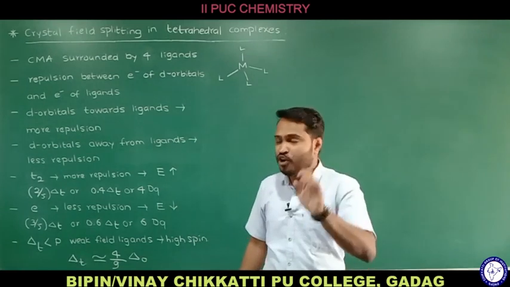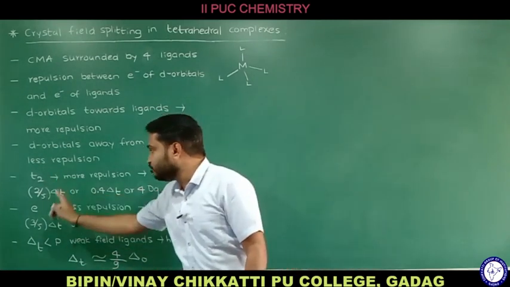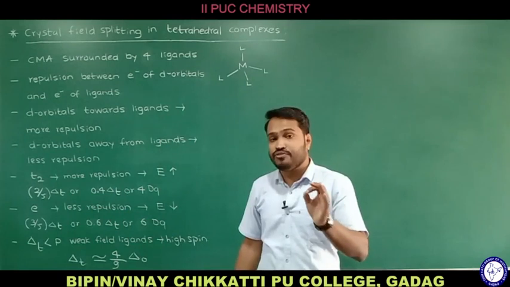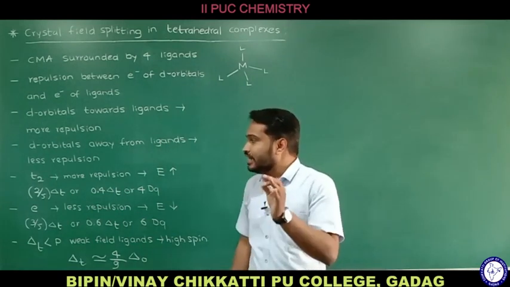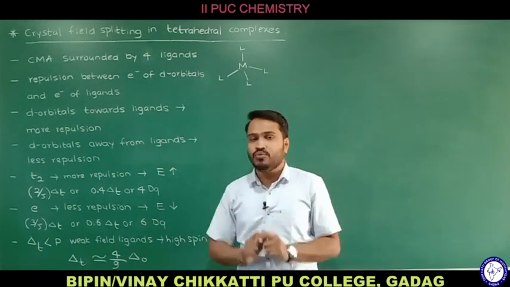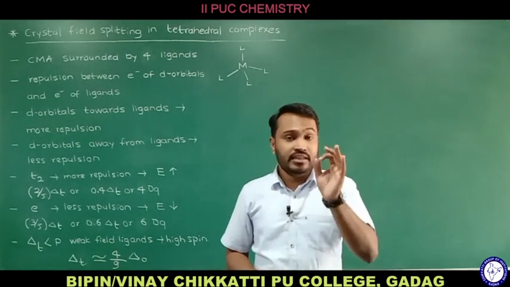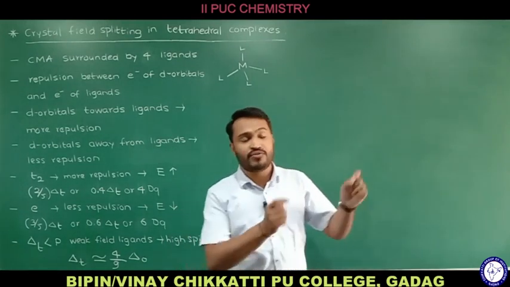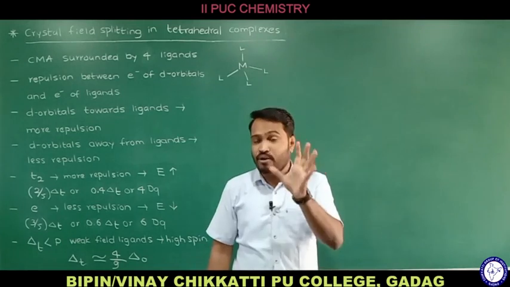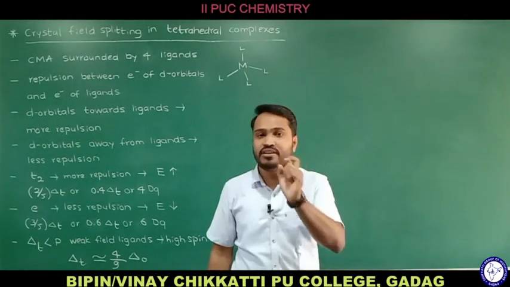But if you observe, I have not written T2g and Eg. Instead, I have written T2 and E. I hope you remember the reason I explained in the previous session. The g term that I use in the octahedral complex indicates that the complex has a center of symmetry.